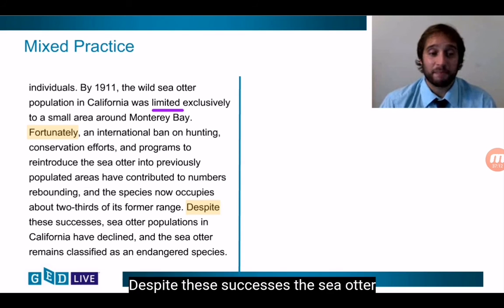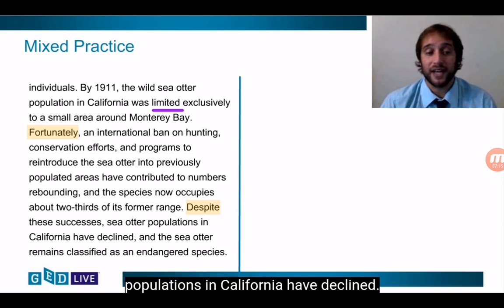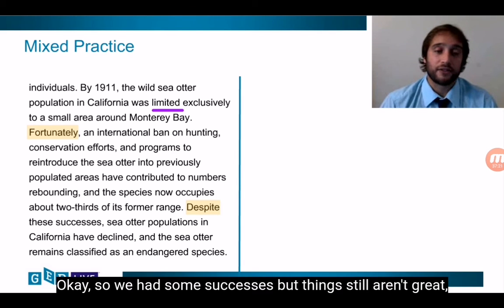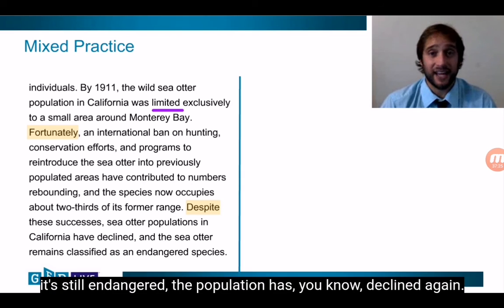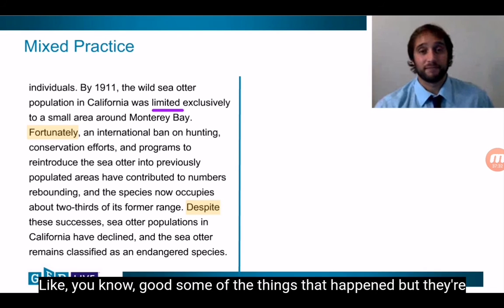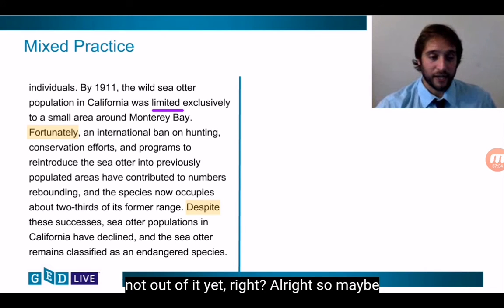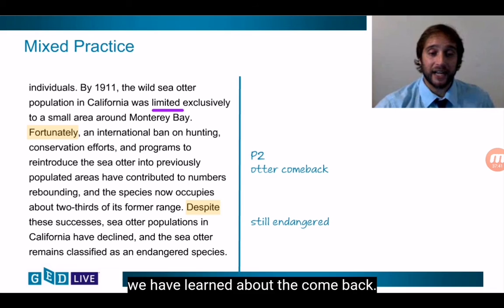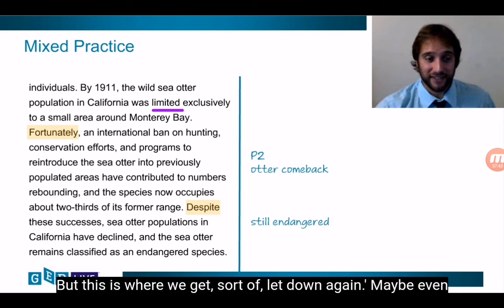Despite these successes, the sea otter populations in California have declined, and the sea otter remains classified as an endangered species. Okay, so we had some successes, but things still aren't great. It's still endangered. The population's declined again. Some good things have happened, but they're not out of it yet. Okay? All right, so maybe a note that you took was something like, hey, here's where we learn about the comeback, but this is when we get sort of let down again.